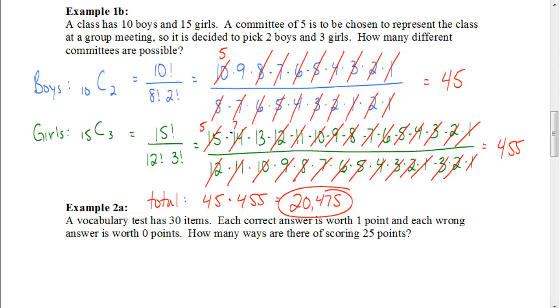To figure out the total number of different committees possible, we would take the 45 different ways that we could select those 2 boys, and take the 455 ways that we could select those 3 girls. Multiply those together, and we get 20,475.